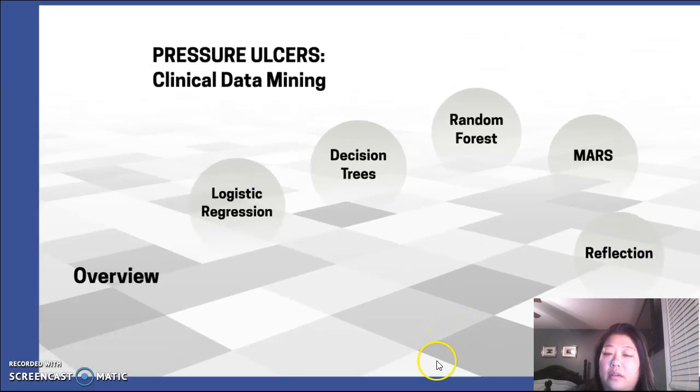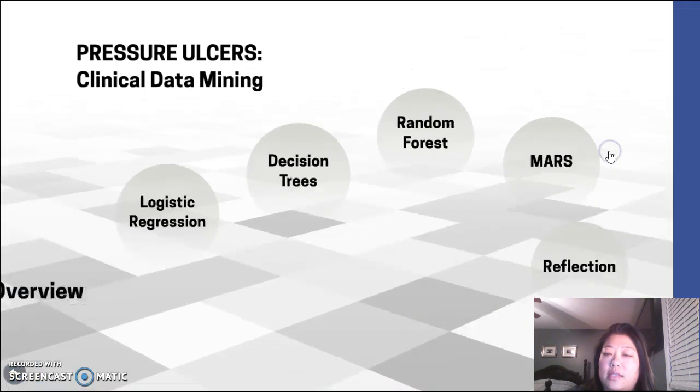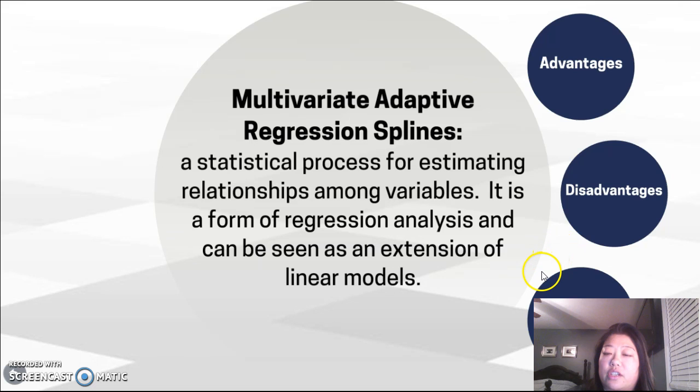The fourth model used is the multivariate adaptive regression splines, or MARS. This is a statistical process for estimating relationships among variables. It is a form of regression analysis and can be seen as an extension of linear models that automatically models nonlinearities and interactions between variables. The final multivariate adaptive regression splines model can be written as a model form.